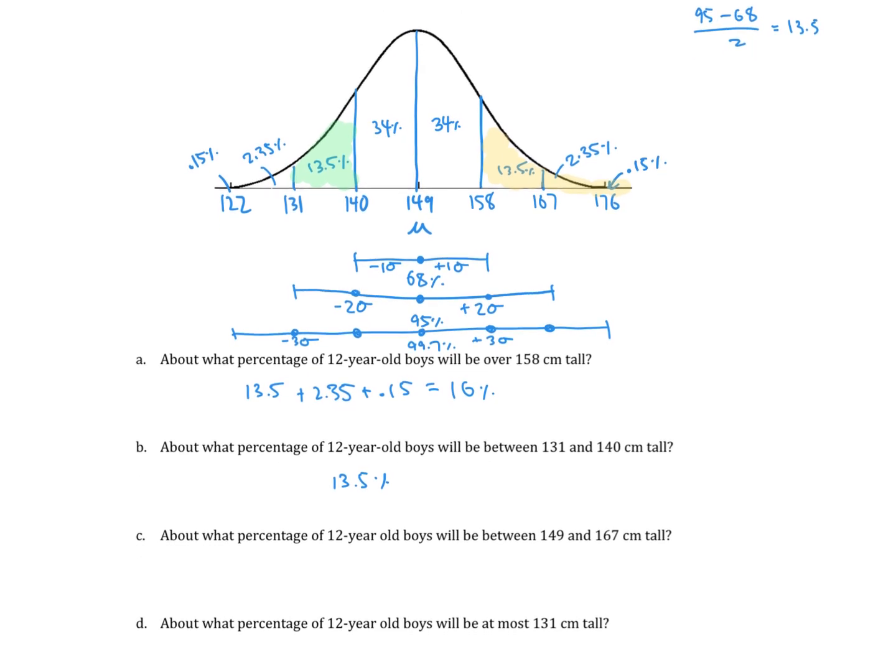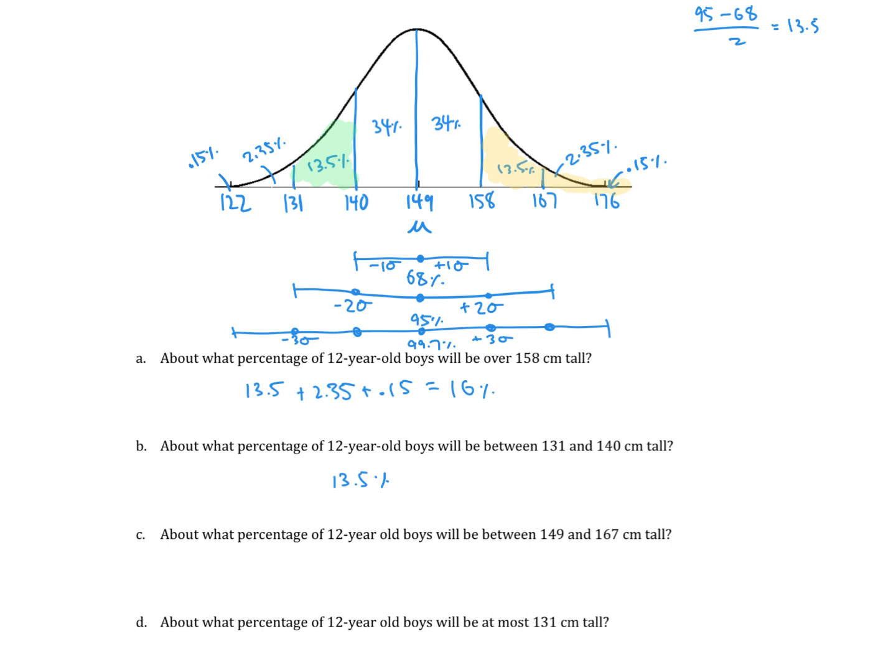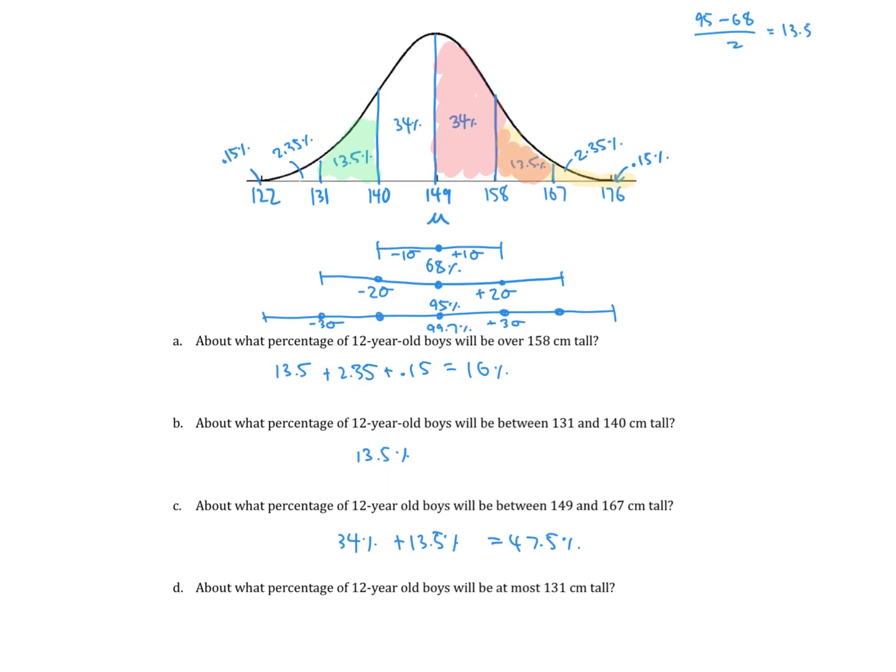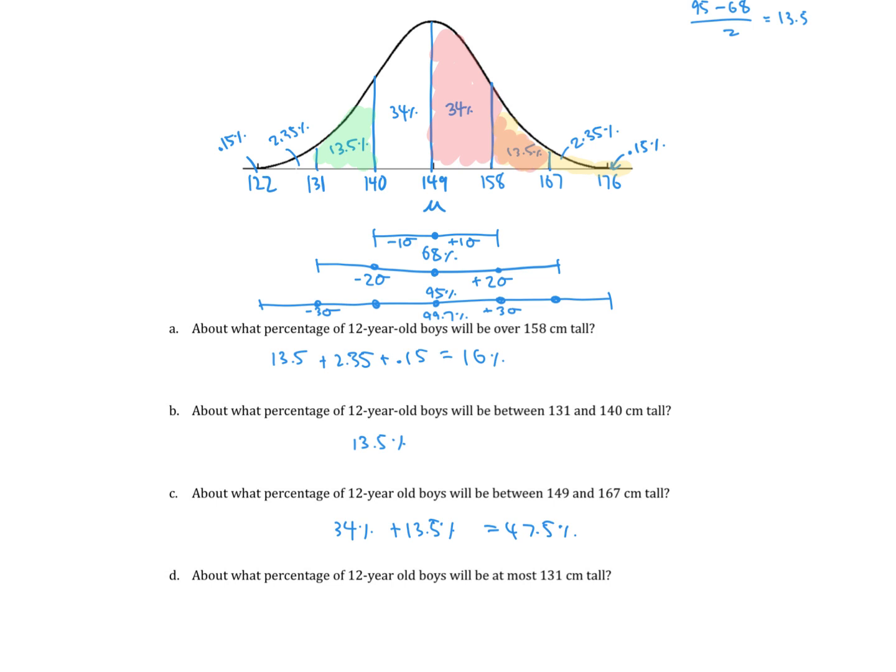About what percentage of 12-year-old boys will be between 149 and 167 centimeters tall? 149 to 167 would be those two parts right there. 34% plus 13.5% gives us 47.5%.